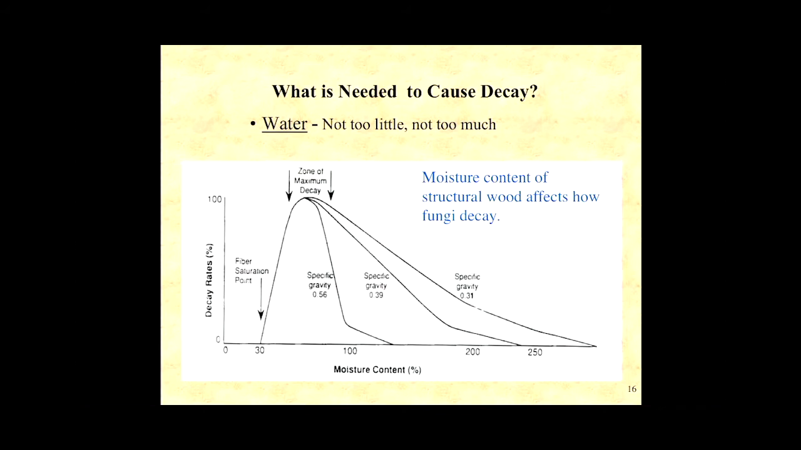We've got a few different types of wood here, with different specific gravities. Just to give you some reference, 0.31 is about the specific gravity or density of poplar or aspen. But you go up to 0.56, that's about the specific gravity of Douglas fir or southern pine. Oak would be up even higher than that. So if you looked at oak, its curve would be something like this, meaning you really can't get up to 100% moisture content with oak and still expect it to decay.